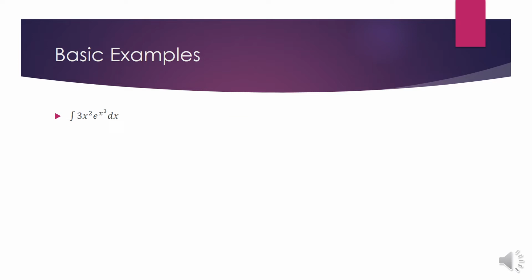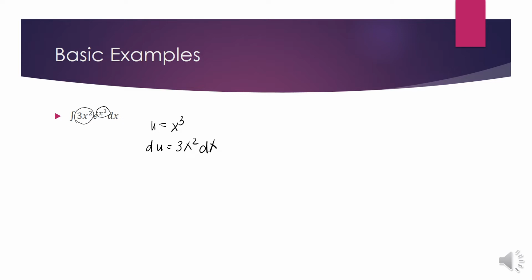We're going to do a lot more of these, but let's look at 3x squared times e to the x cubed. Like we did before, this is multiplication, so I can't just do it out directly. But what I notice is that 3x squared is the derivative of x cubed. So that leads me to think I should use U substitution, with u being x cubed. If I do that, then my du is 3x squared dx.